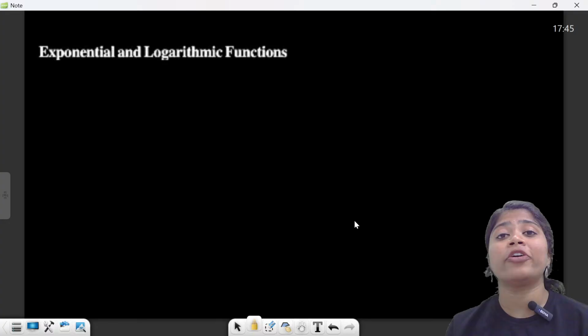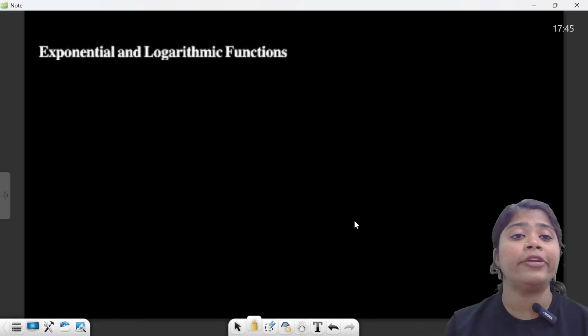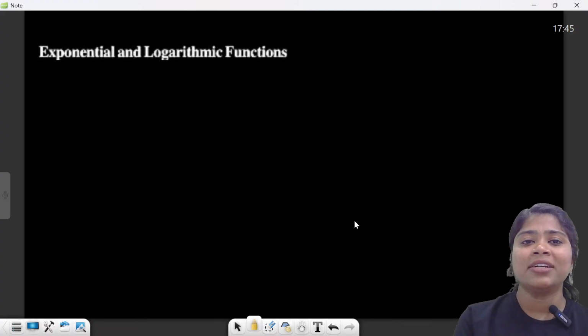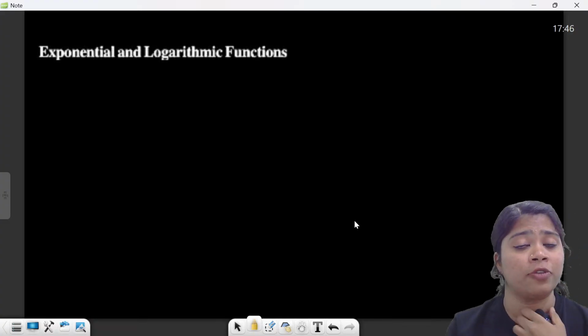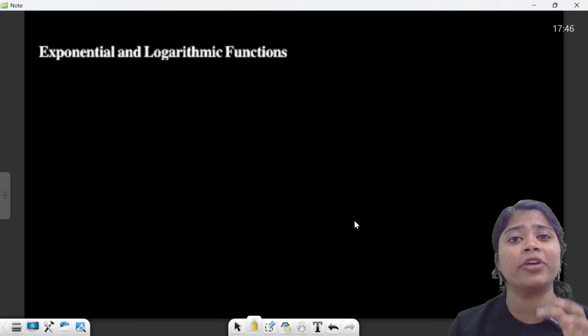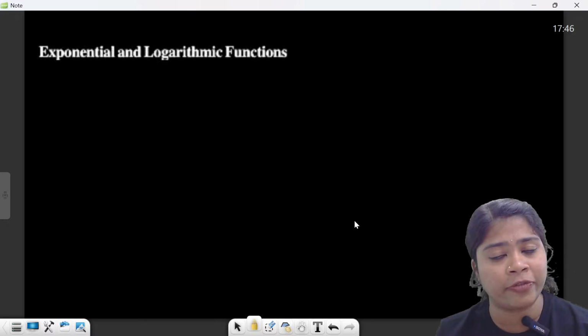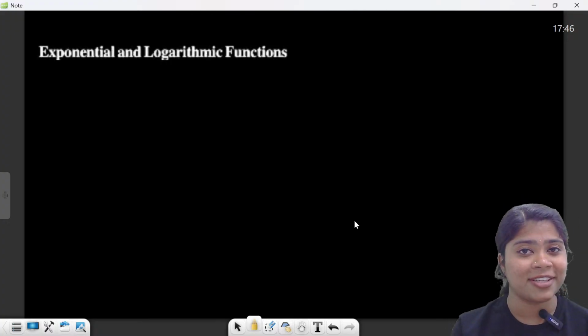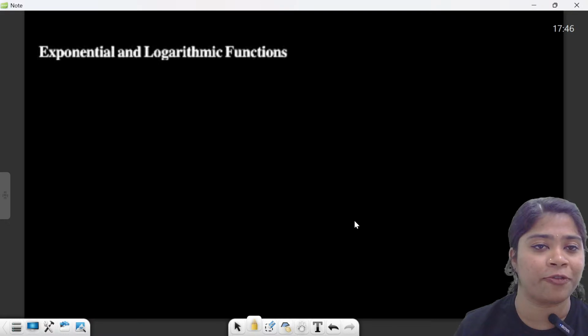So now we are going to discuss how to differentiate exponential functions and logarithmic functions. We are already aware of what an exponential function is. I just wanted to give you a quick recall of exponential and logarithmic functions. Both have two different graphs depending upon the base. So if you don't know, just look carefully.